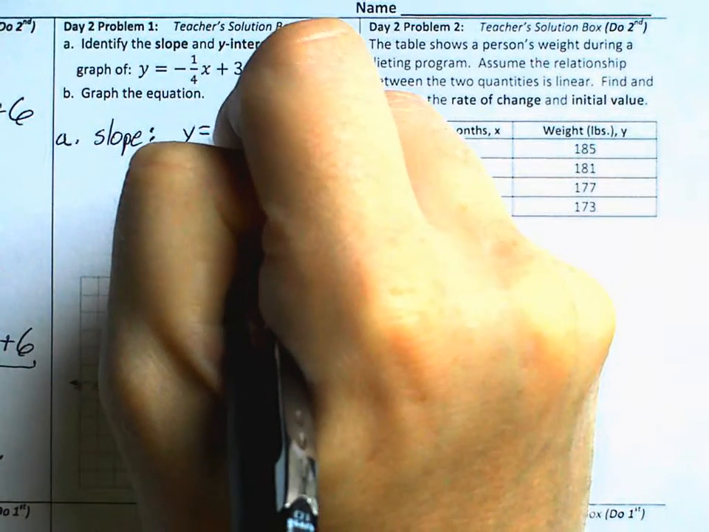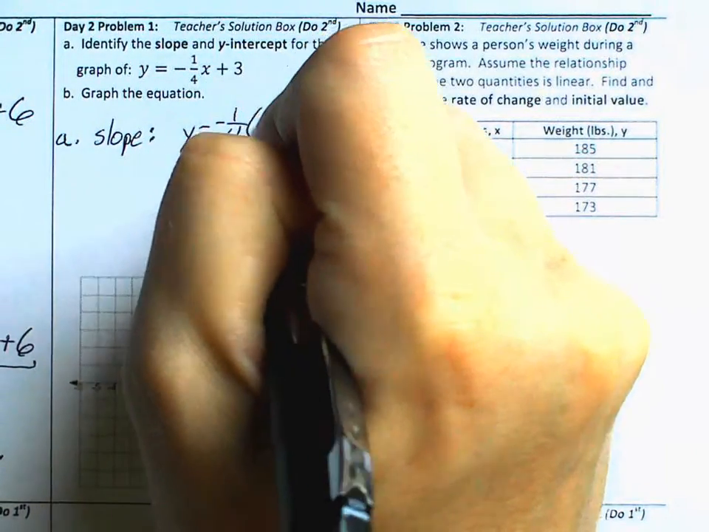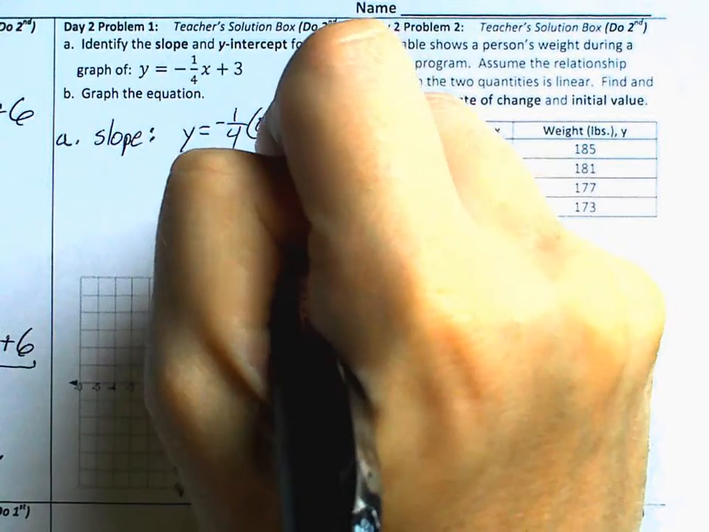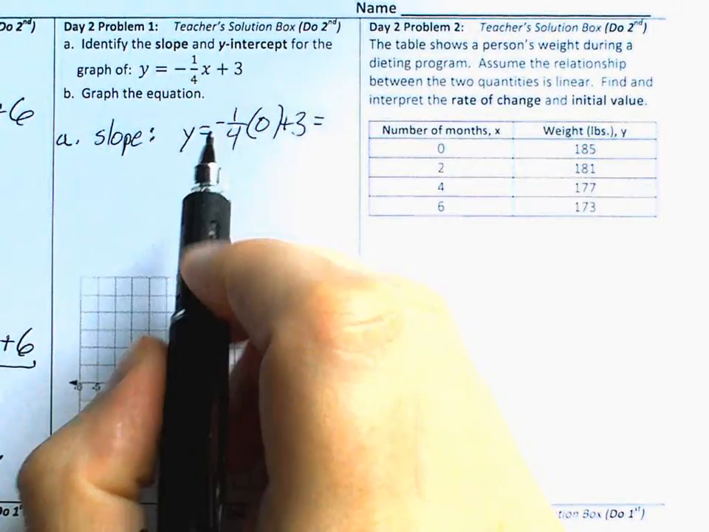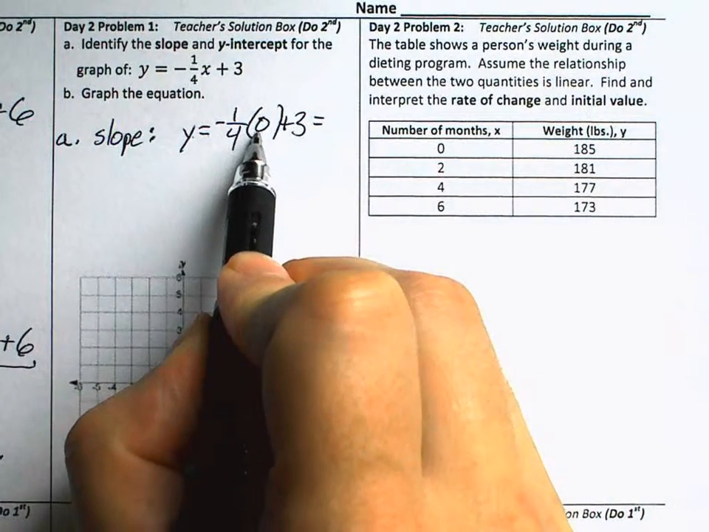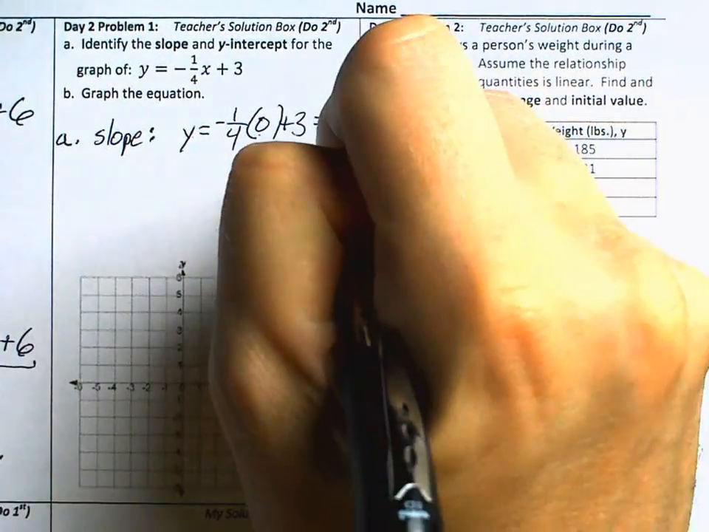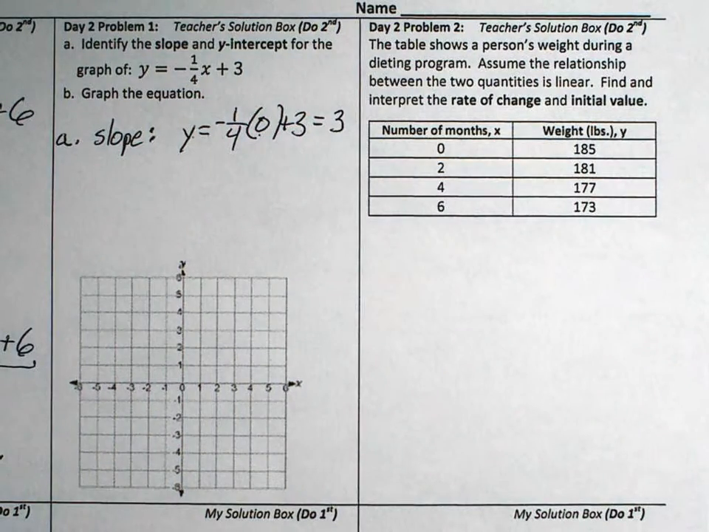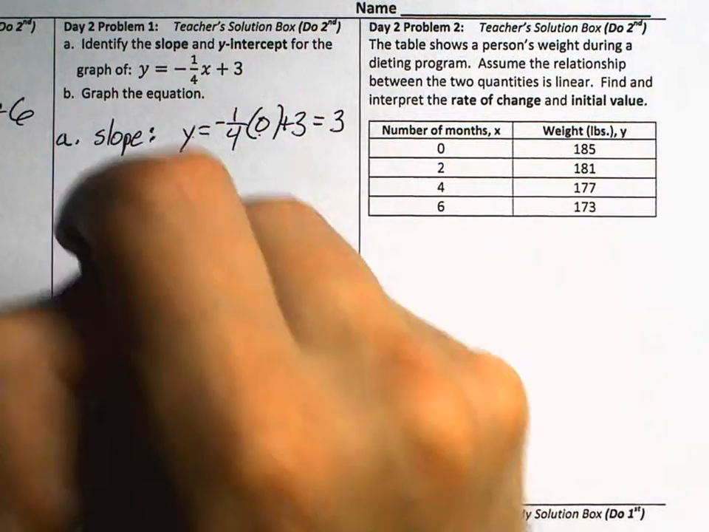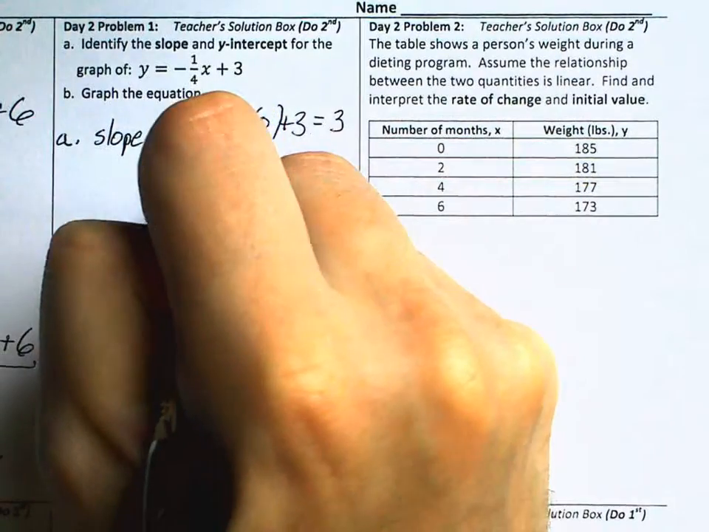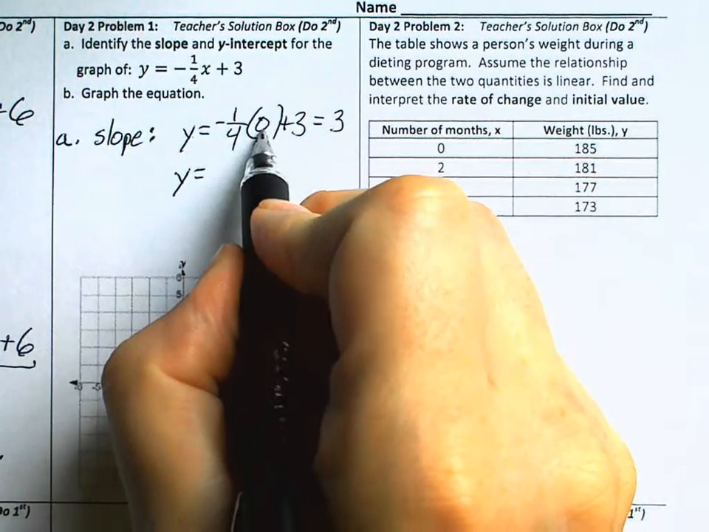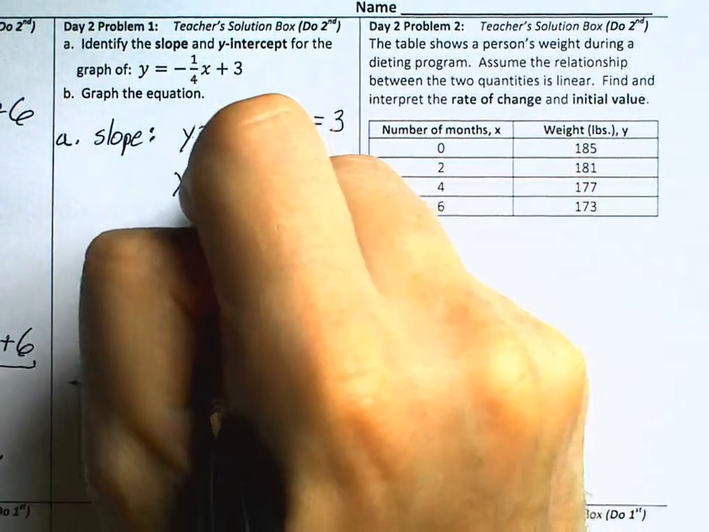As one value to try, let's put in 0 for x. Then y will equal negative 1/4 times 0, which is 0, plus 3, 3. So when x is 0, y is 3. Let's find another pair of values by changing the value of x to a 1.